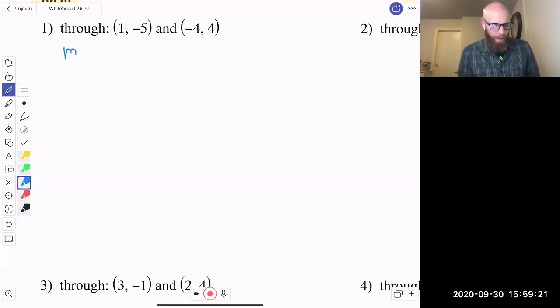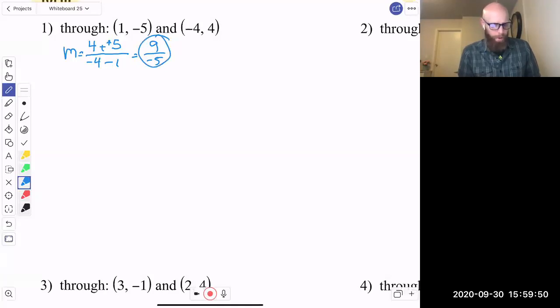We know that slope is equal to y2, that's 4, minus -5, which is y1, over -4, which is x1, minus 1. Minus negative is a positive, that's 9 over -5. Okay, so that looks good. We'll go with that for now. That's my slope.